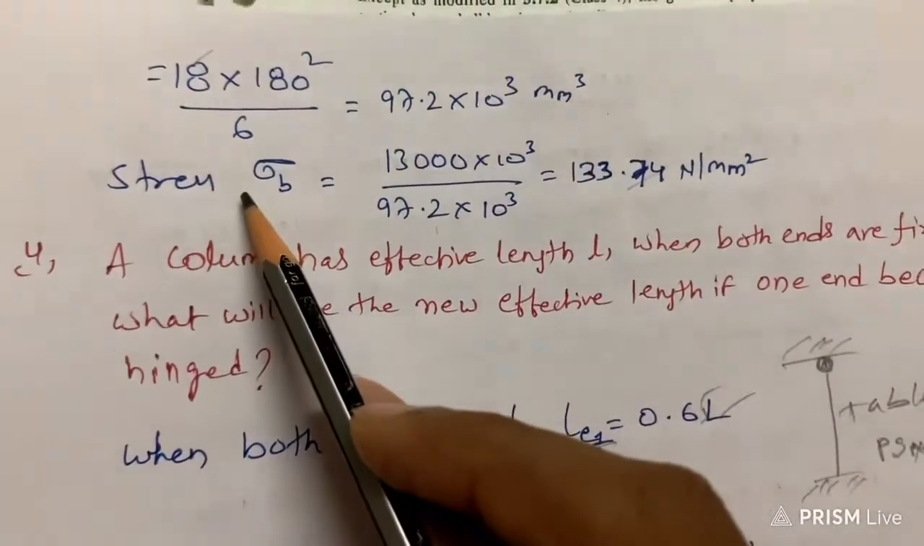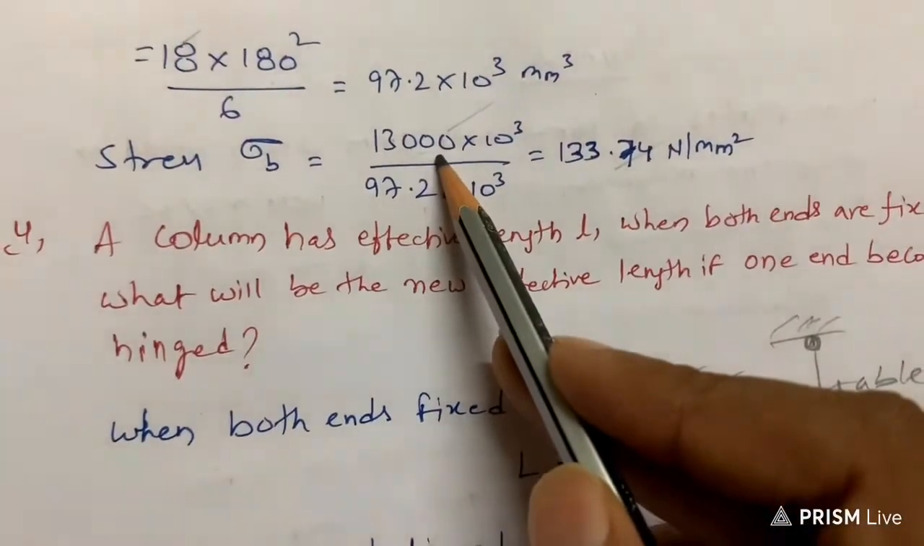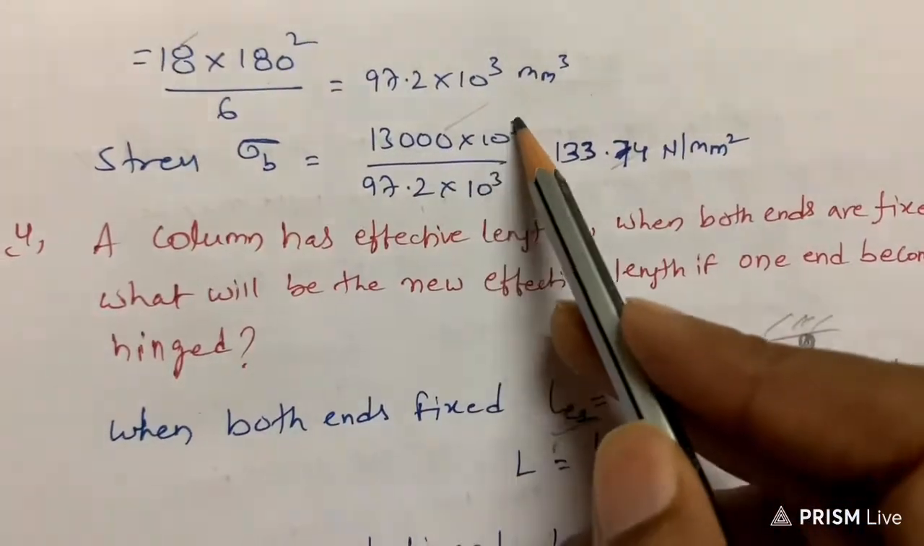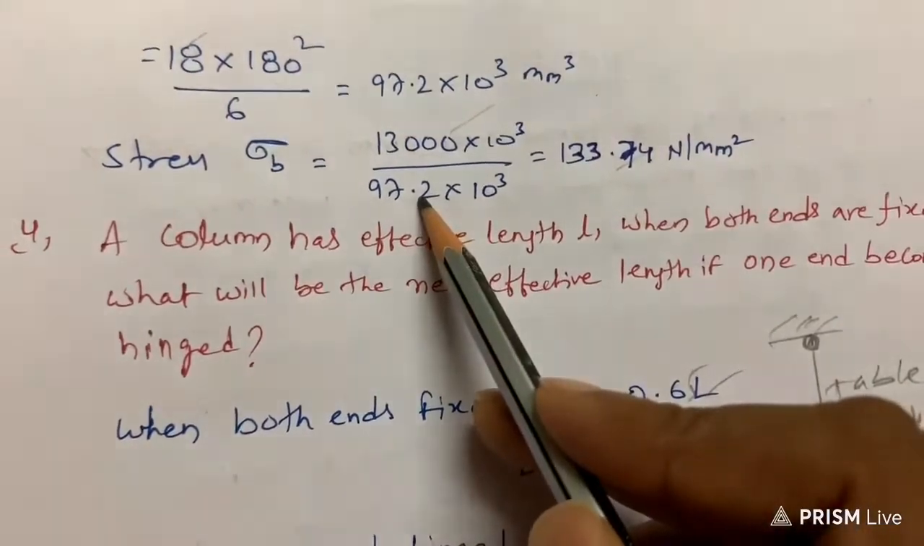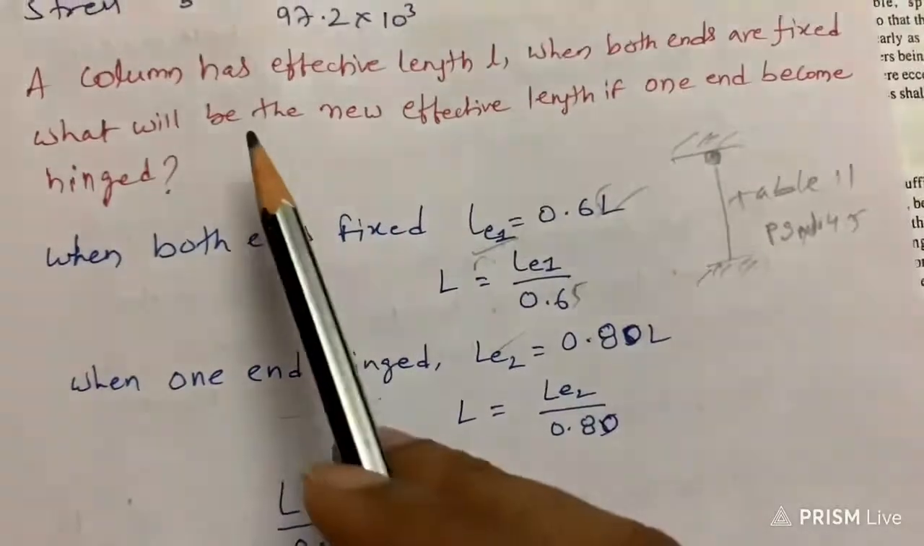Like that, for stress we need to find load by area. The load is already given as 13 kilonewtons. So 13,000 into 10 cube divided by this one. I got this value.